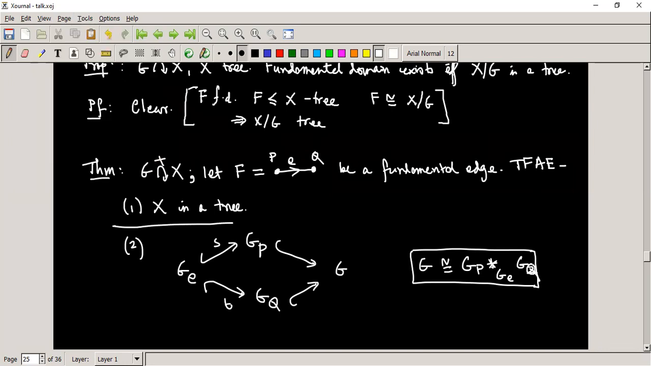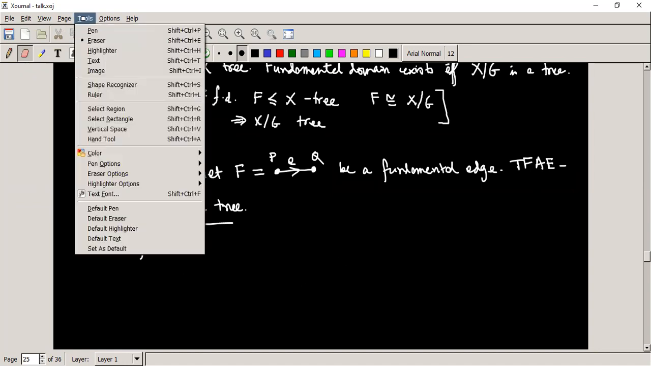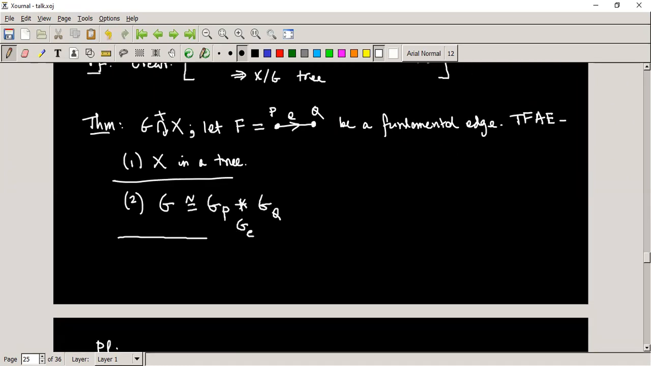I haven't written it properly. So let me forget this drawing. Let me just write it precisely here. G is just isomorphic to the amalgamated product of GP and GQ along GE. Just what you'd expect, right? Because P and Q, of course. But okay, so why is this true? So let's see. One direction would suffice. The other direction is also true, but we'll prove one direction for now.